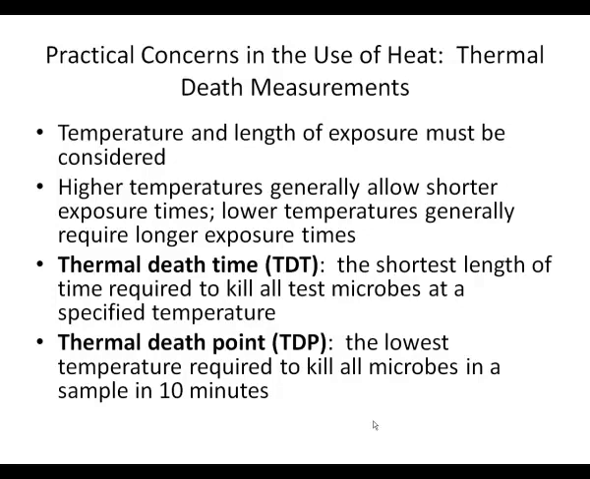Thermal death time is the time that it takes to kill a population of bacteria at a specified temperature, whereas thermal death point is the lowest temperature required to kill a population of bacteria in 10 minutes. So each of these are going to be different for every organism that you look at. E. coli has its own thermal death time, its own thermal death point. Staph aureus has its own thermal death time, its own thermal death point. So this is going to be different for each microbe.